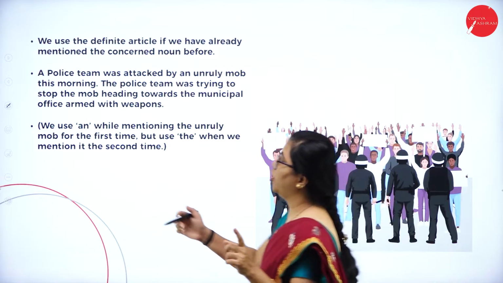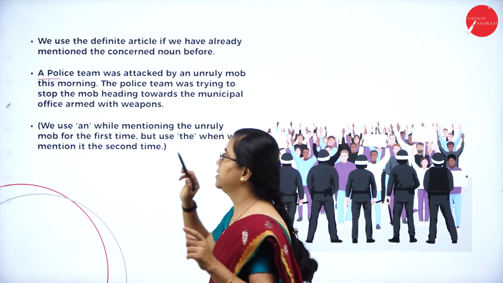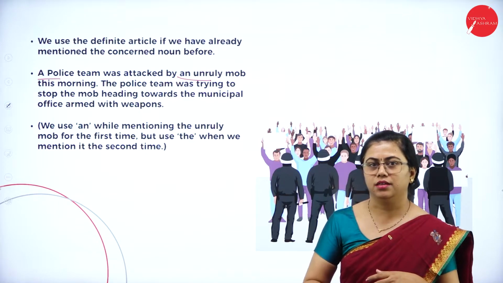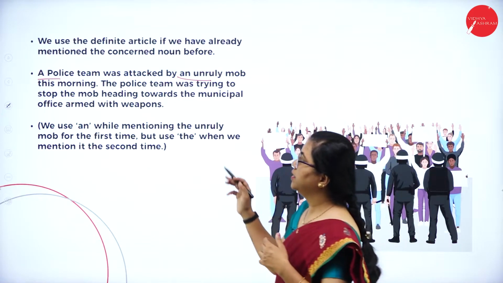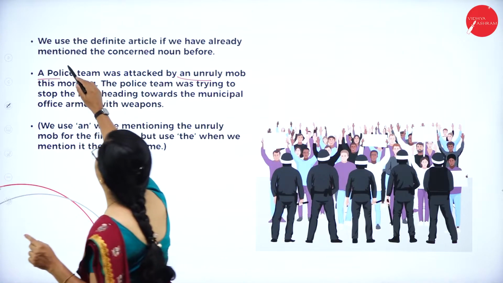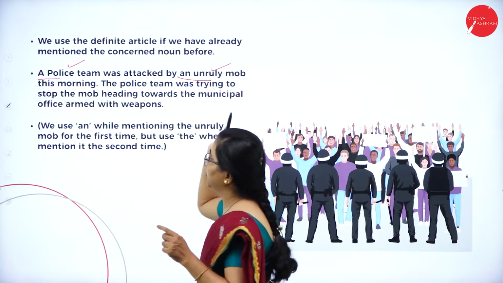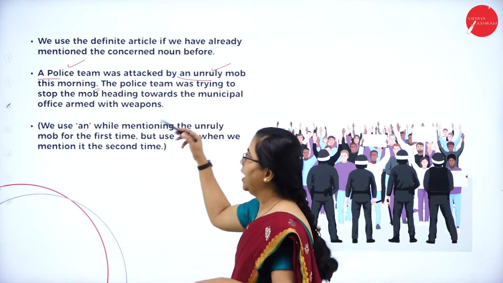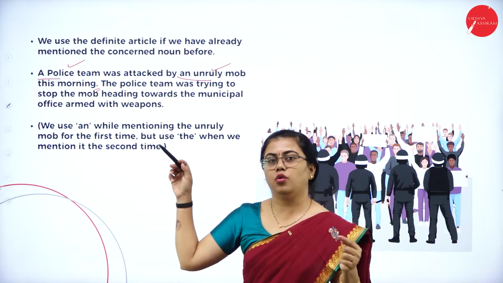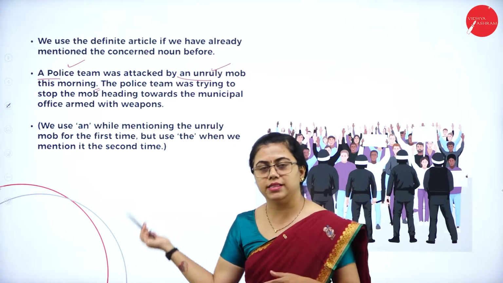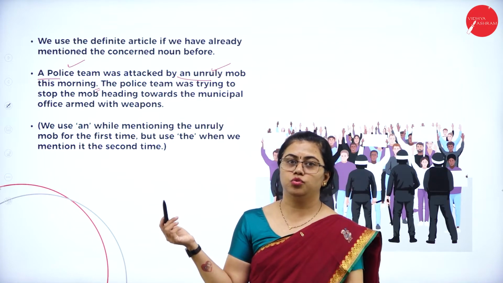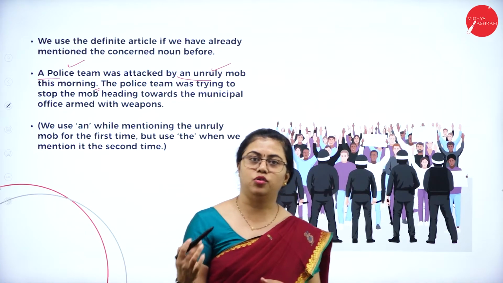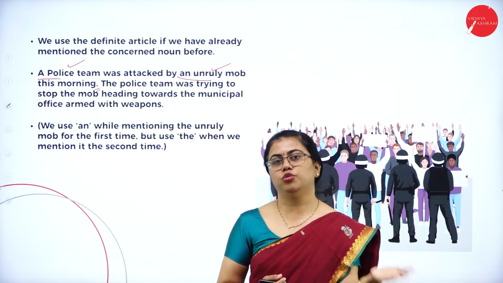So here you can see I have not used a definite article. A police team was attacked by an unruly mob. Unruly means they were ready to attack, no discipline. So such a mob. This morning, again, I have already spoken about the police team and the unruly mob, which are nouns. The full stop shows that the sentence ends there. I am talking about the same police team and the same unruly mob in the second sentence also. So here I will use the definite article because I am talking about the same police team and the same unruly mob which we have already referred to in the first sentence.